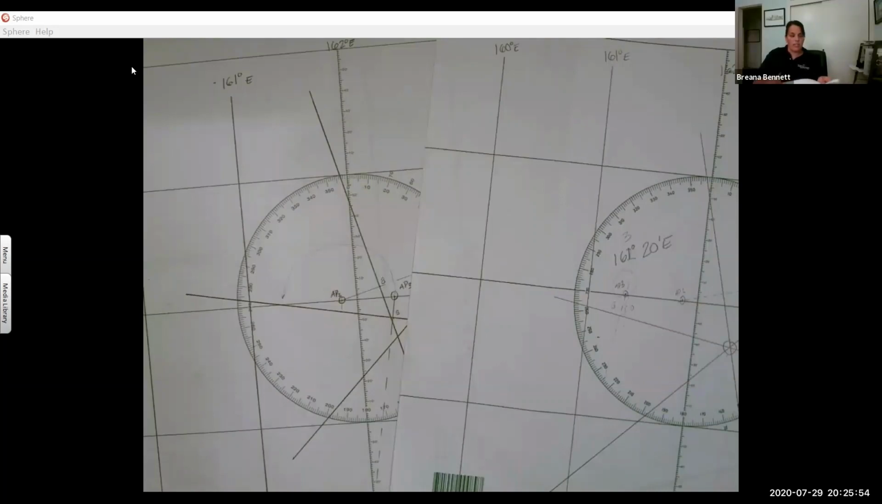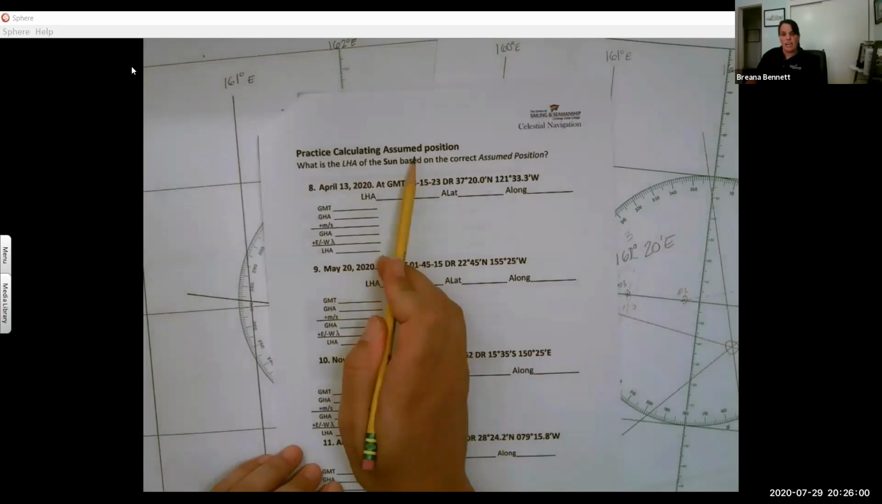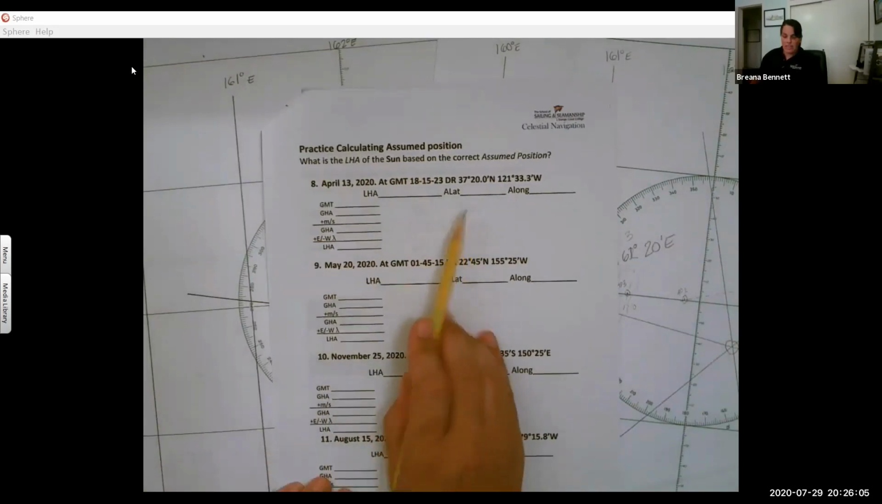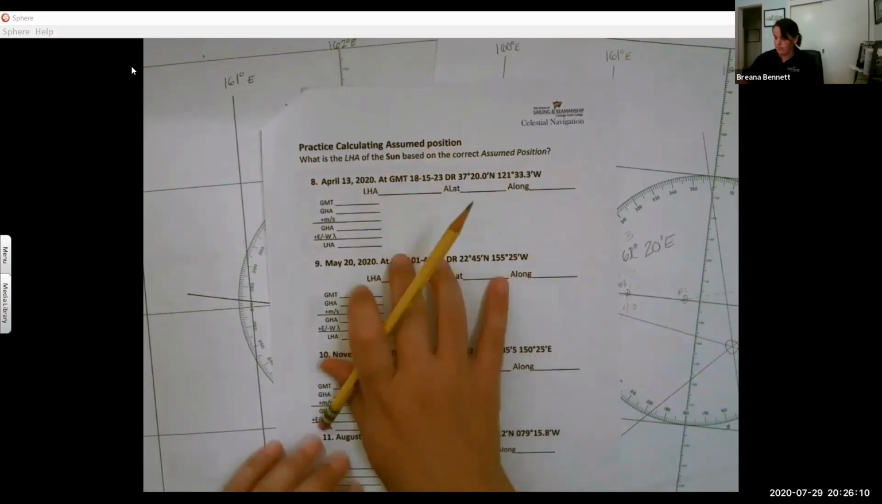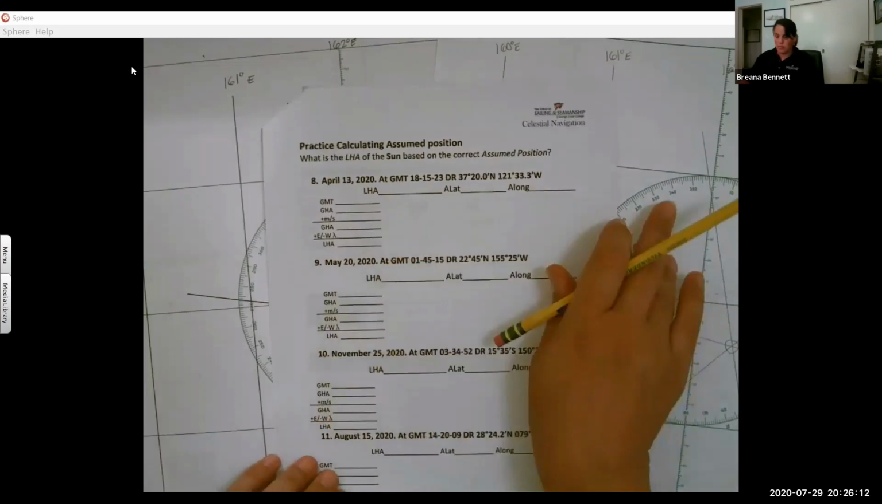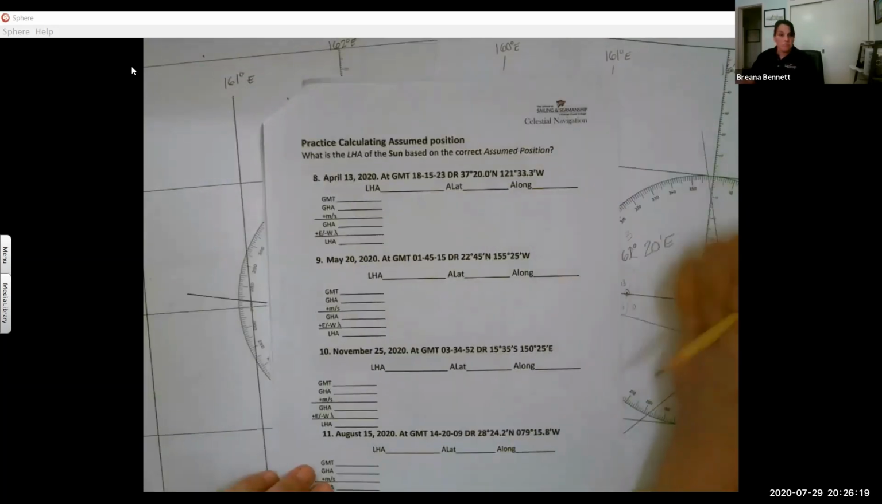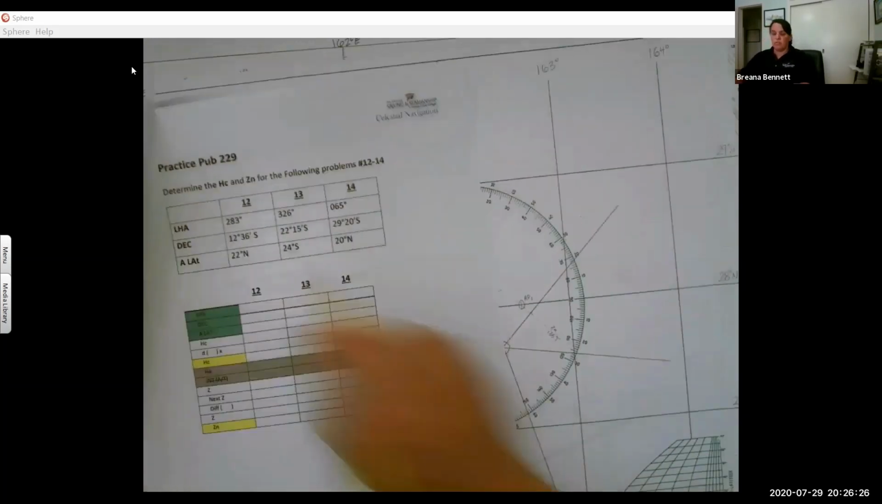Yes, so number 8 of the homework assignment is calculating our assumed position and how we go into Pub 229. So now we're going to go back to the pub and start calculating things, now that we've practiced a little bit of plotting. We'll do at least the first 2, and then the next page is Pub 229 practice.